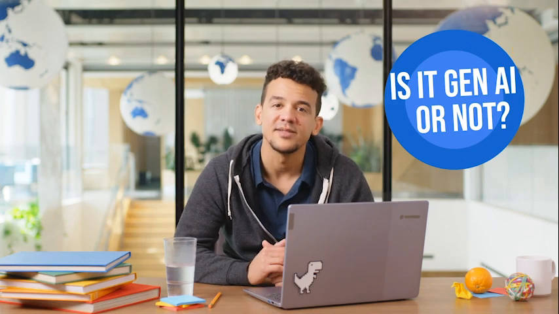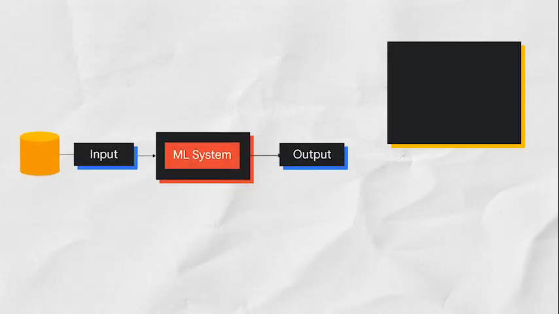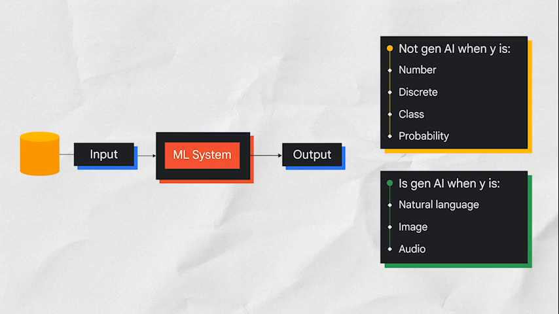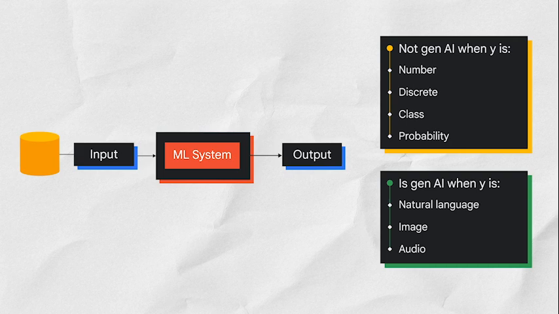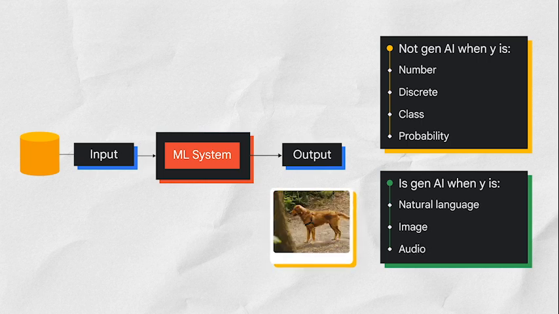So, what if someone challenges you to a game of, is it Gen AI or not? I've got your back. This illustration shows a good way to distinguish between what is Gen AI and what is not. It is not Gen AI when the output, or y, or label, is a number or a class, for example, spam or not spam, or a probability. It is Gen AI when the output is natural language, like speech or text, audio, or an image like Fred from before, for example.